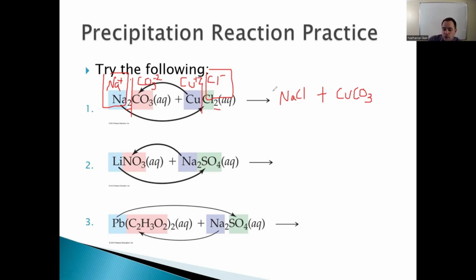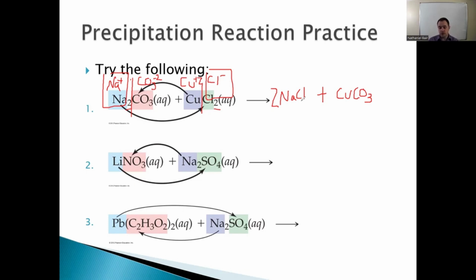The 2 sodiums and the 2 chlorides would force me to put a 2 there. But now I want to know, are either one of these products going to be insoluble? Well, now you have to use your solubility rules on both of these. So let's use the solubility rules on sodium chloride. If you got the solubility rules out in front of you, that would be great. Look at rule 1. Does it have a nitrate, acetate, or chlorate?